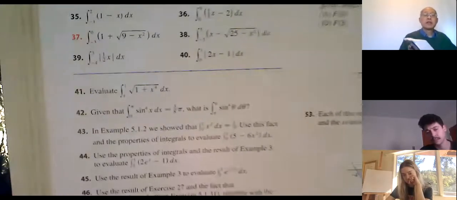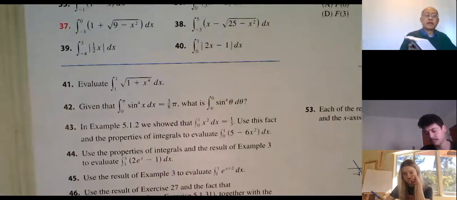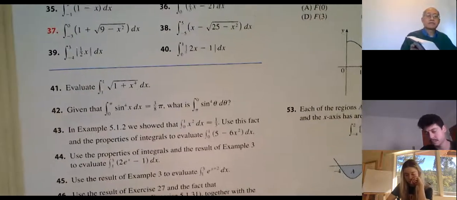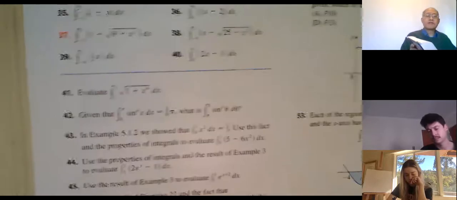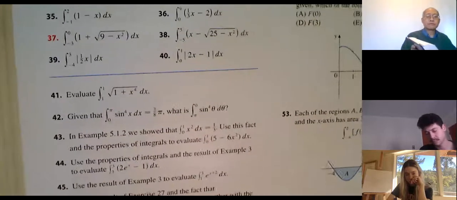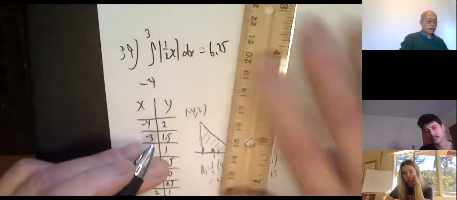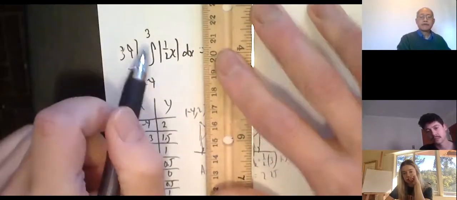Okay, 39: the integral from -4 to 3 of the absolute value of half x dx. The best way to figure this out is to draw a quick graph for 39. Let's pretend we don't know the answer. Integral from -4 to 3.